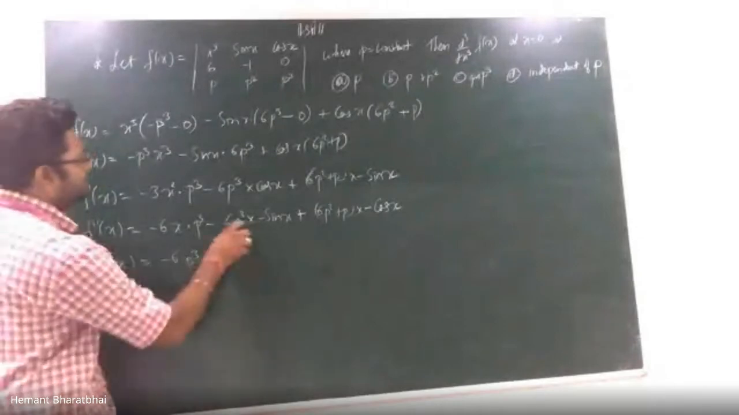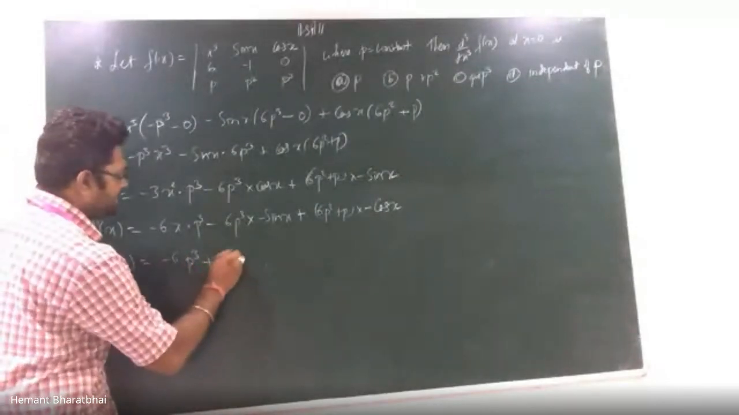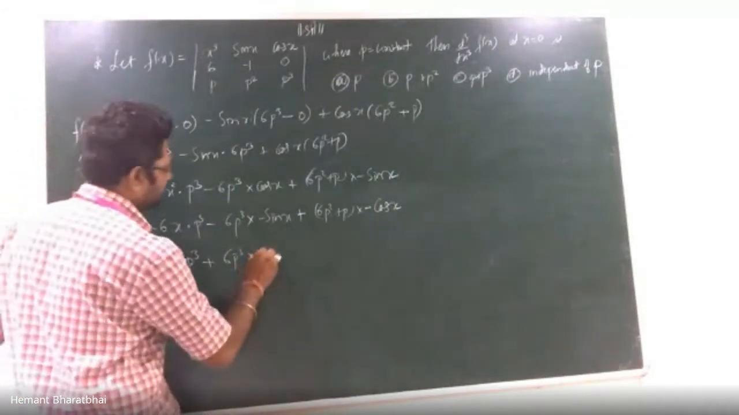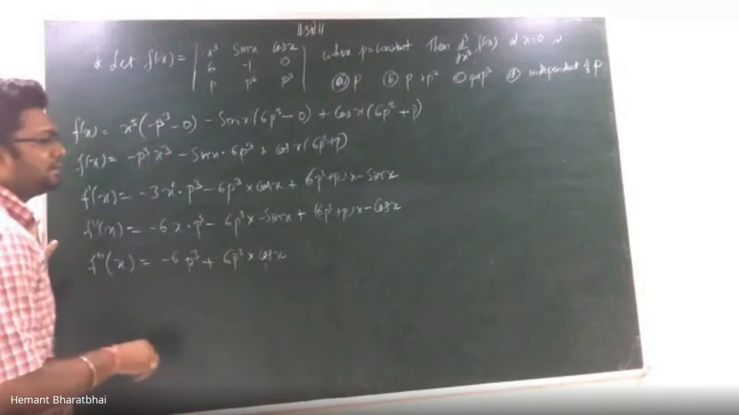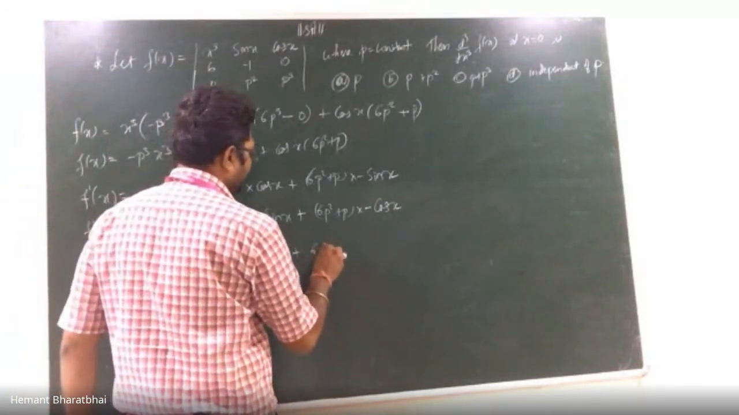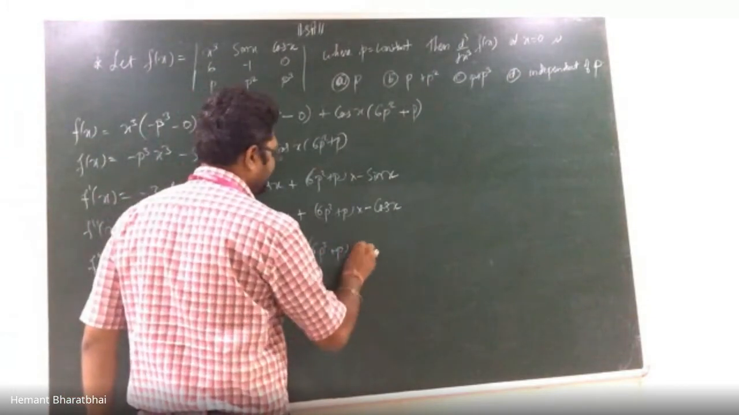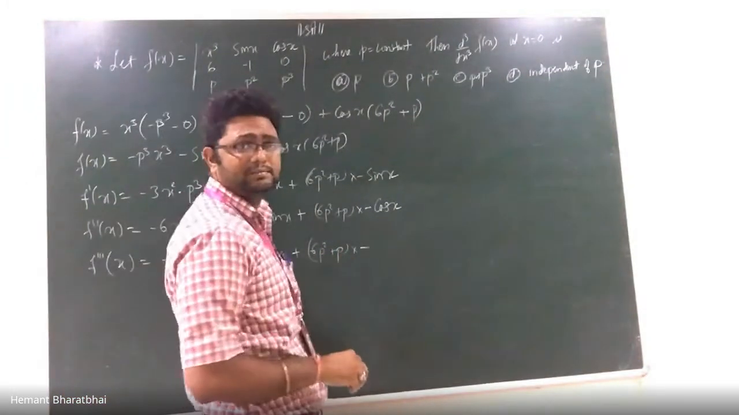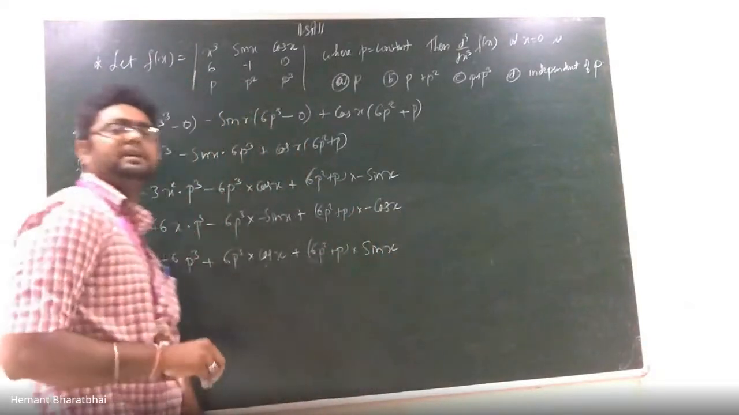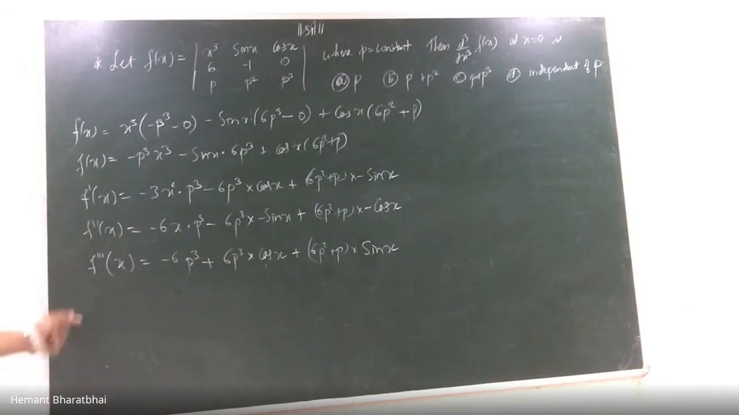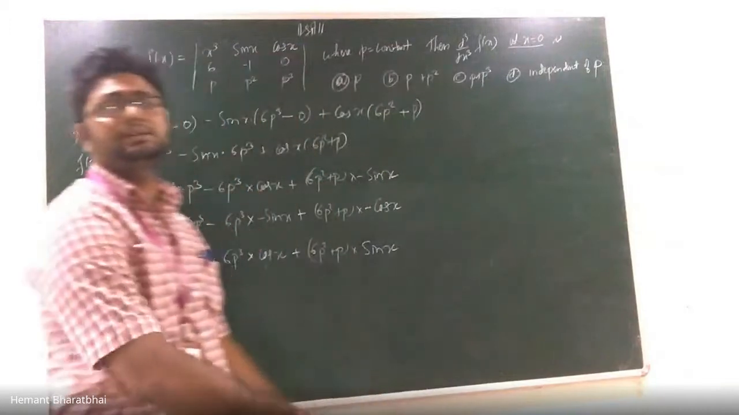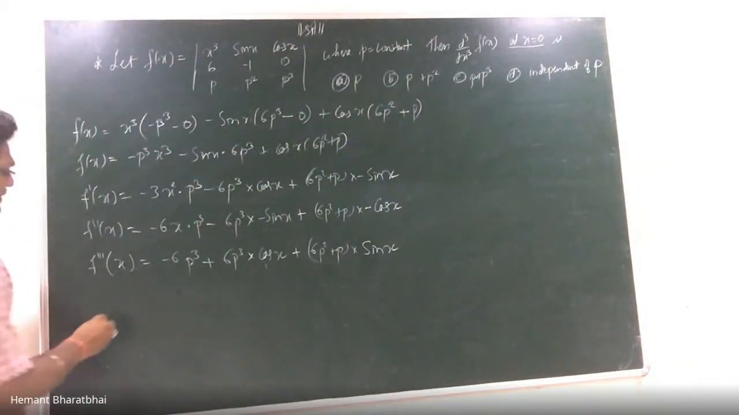Okay, this minus minus becomes plus 6p cube. Derivative of sin x is cos x, that will be cos x plus 6p square plus p into minus derivative of cos x is minus sin x, so this minus minus will become plus. That will give me sin x. So I've got the third derivative. Now he wants us to find out the value at x is equal to 0. So I'll put x is equal to 0.